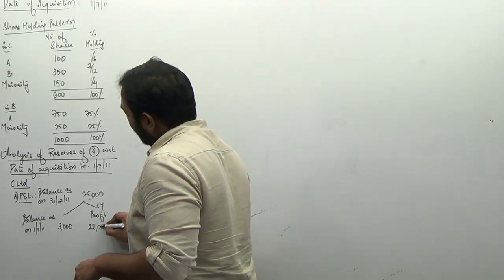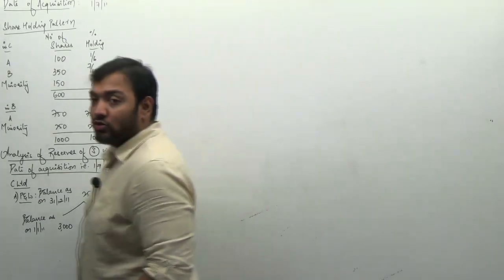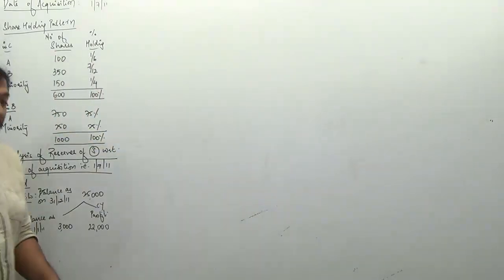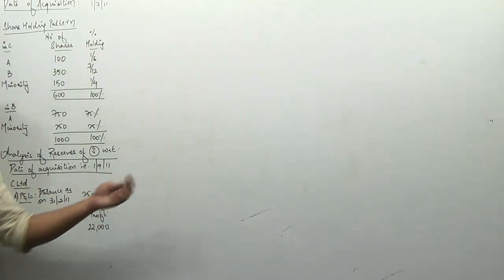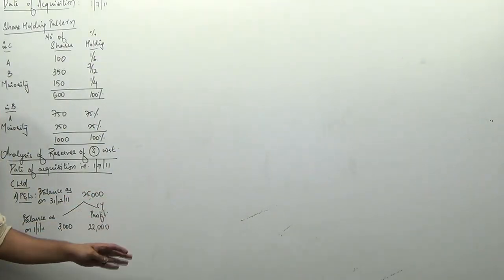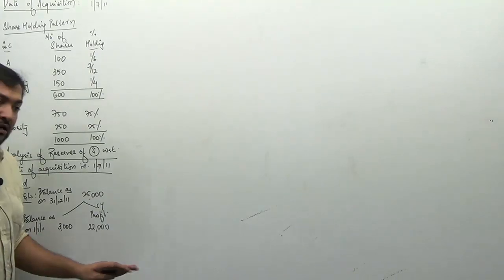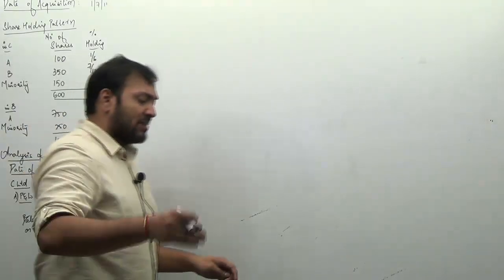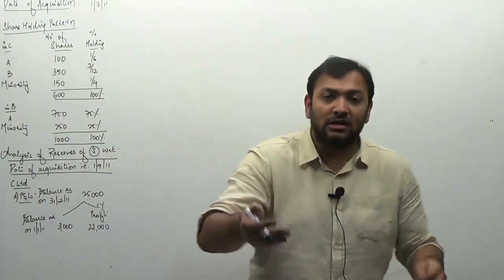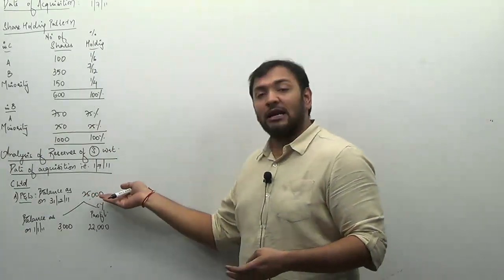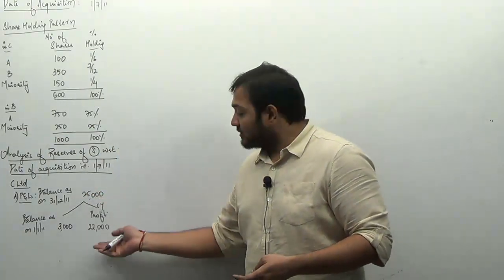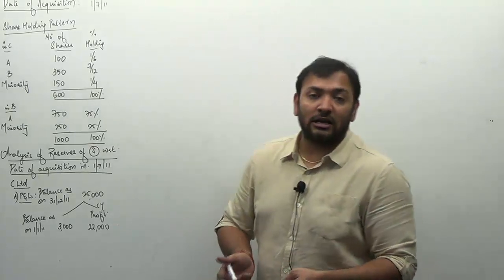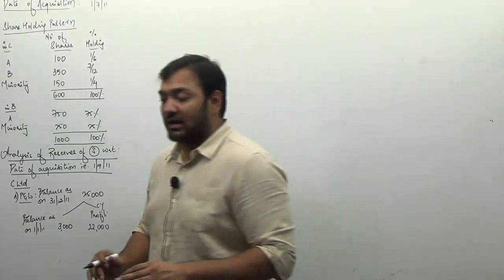22,000. Guys, this current year profit is after interim dividend. You already deducted interim dividend. Interim dividend is already paid in the month of August. That means I don't have to deduct again. If something is paid in the month of August, that means the amount is already deducted from the amount of 25,000. So this 22,000 which you get in the current year profit is after your interim dividend.